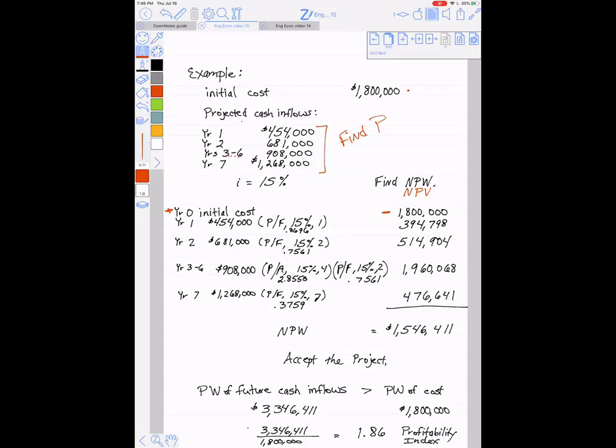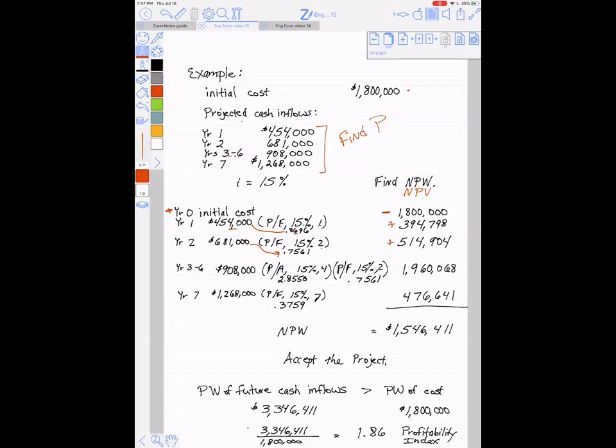Year 1, 454,000 times a factor from the find P given F column, 15% interest table for year 1. There's that factor, so we multiply the factor by the dollar amount and get a positive cash inflow in present value terms, 394,798. Same for year 2, 681,000, only now we're working on row 2 because it's the second year. There's that factor, multiply the factor by the dollar amount and get the present value of that future cash flow.